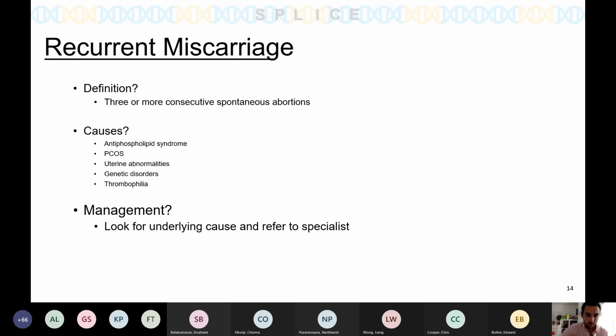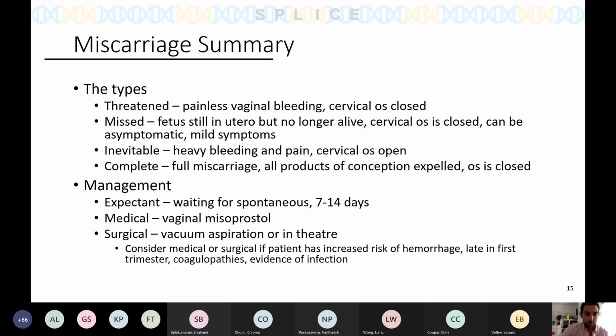Refer, yeah. Look for underlying cause and refer to specialists. You guys wouldn't need to know any more than that. That's sort of your remit, basically. Just sort of something to be aware of. Yeah, like I said, it's very specialist.